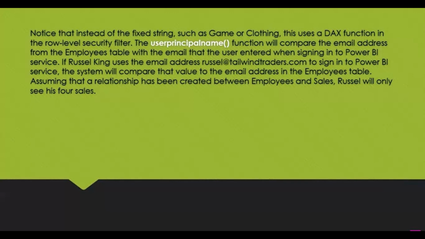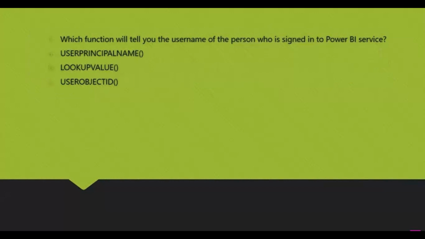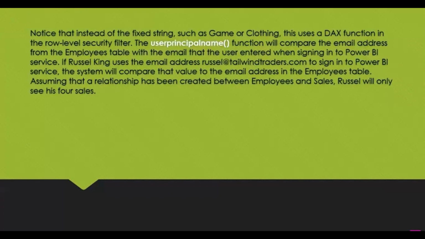Let's have a test, a small question set to discuss on this point. First question: which function will you use to get the username of the person who is signed into Power BI services? Simple question. We have just talked about this, so I hope you will be able to answer it very fast. That's user principal name. Absolutely correct. Option A, user principal name. Use this function to find out the username of the person who is signing in to Power BI services from a particular email ID.